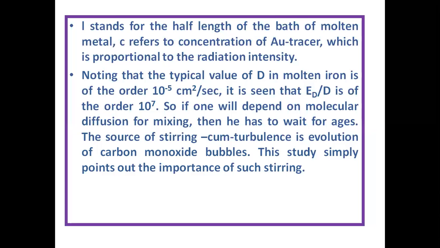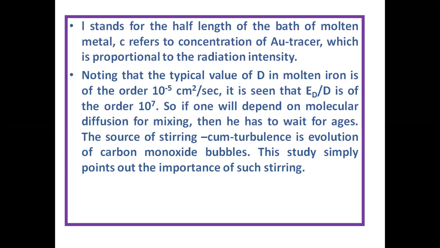Here, l stands for the half length of the bar of molten metal. C refers to the concentration of gold tracer, which is proportional to the radiation intensity.